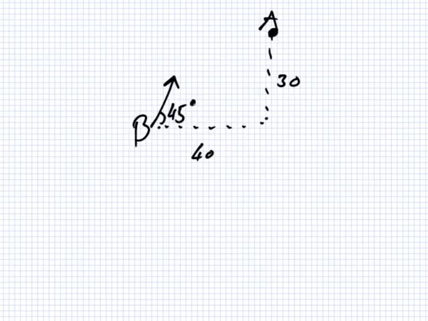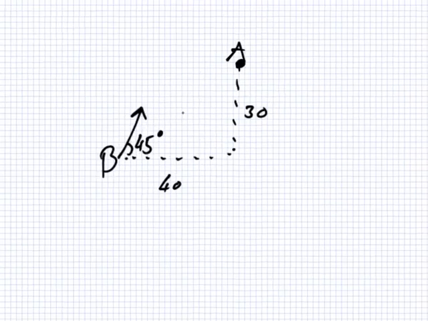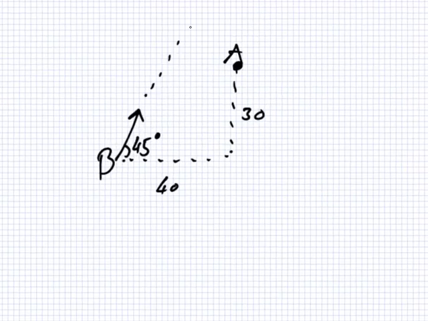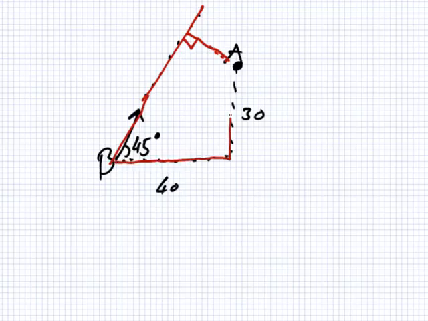And then, how far has ship B traveled when ship A and ship B are nearest to each other? So we're looking for the shortest distance here. I'll make a triangle. I know this is 45 degrees because it's going northeast. I'm also told that this is 40 and this is 30. So I can know this here is 50.